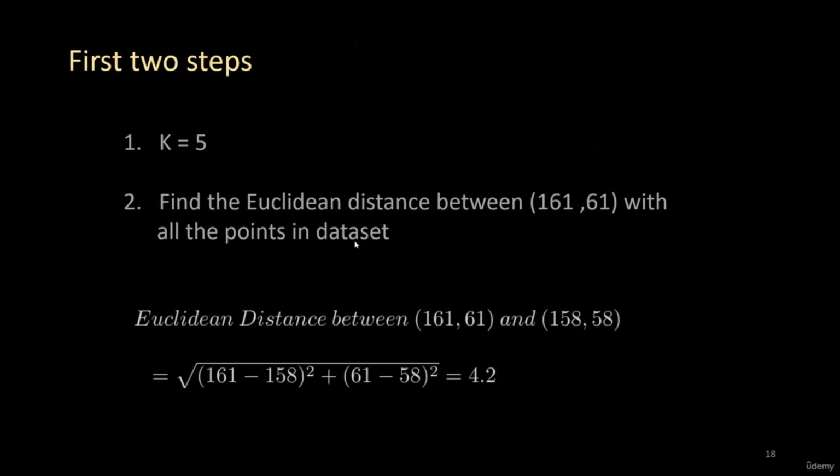Now it's time to calculate the distance of this new point with every point which is present in our data set. We know that this is our Euclidean distance. In Euclidean distance, we subtract the x coordinate from the x coordinate and y from the y coordinate. That is, we will subtract 158 from 161, then we will take a square. Then we subtract 58 from 61, then we will take a square. We will add them and we will take the square root. So here is the distance of the new point with the first data sample. Similarly, we calculate the distance of this new point with the second, with the third, and with all the points present in our data set.